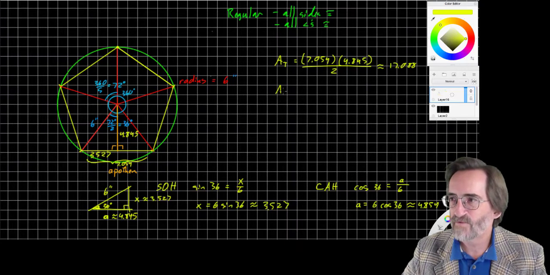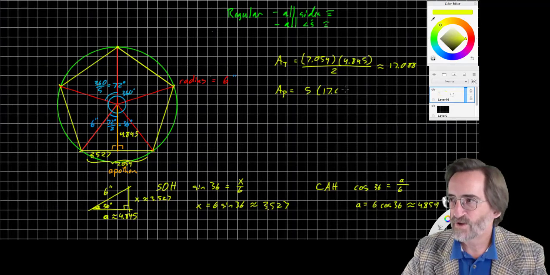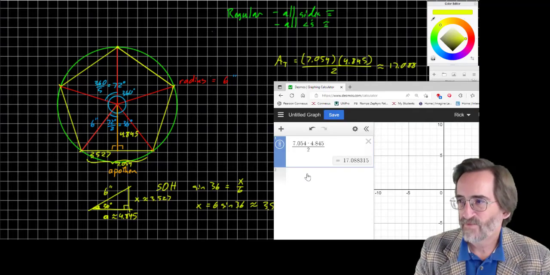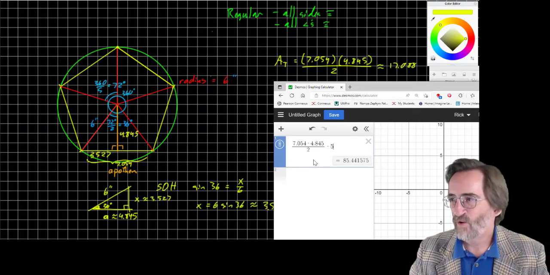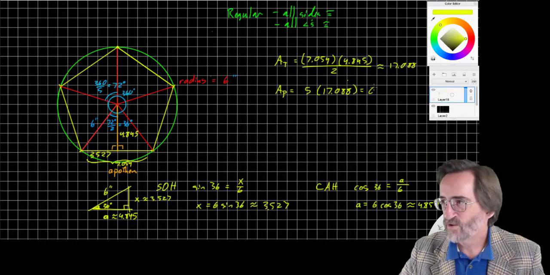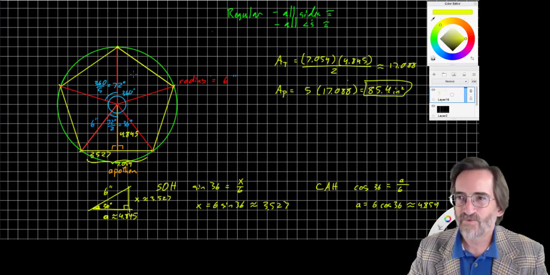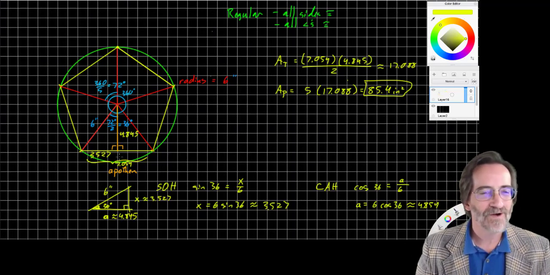Now the area of the pentagon is 5 of those triangles. 5 times 17.088. So I'm just going to hit times 5 here. 85.44. And I'm going to round to the nearest tenth, 85.4. So approximately 85.4 square inches. Now, if I wanted to, I could count the number of full squares, or mostly full squares, inside the shape, and hopefully it would come very close to 85, if you wanted to verify it that way.